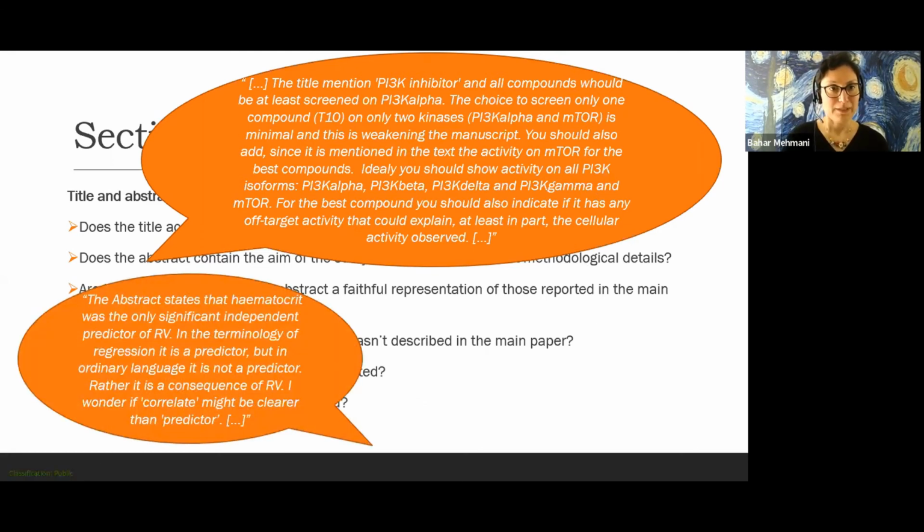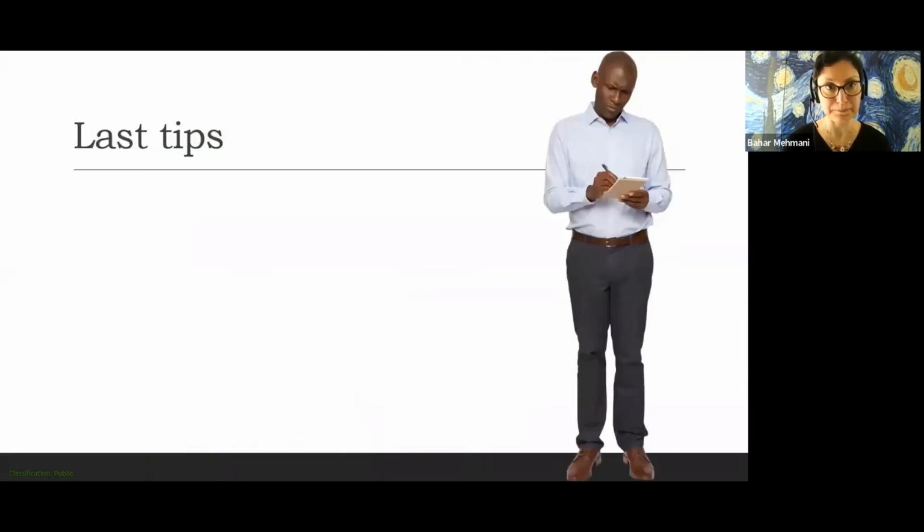Okay, another example is the abstract states the, I can't even pronounce this word, was the only significant independent predictor of RV. In the terminology of regression, it is a predictor, but in ordinary language, it is not a predictor. Rather, it is a consequence of RV. I wonder if "correlate" might be clearer than "predictor."